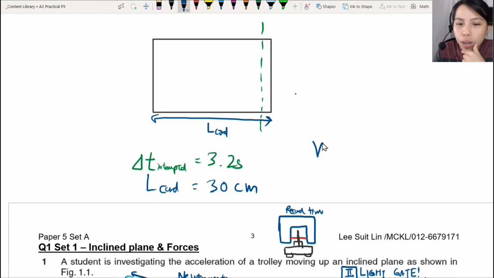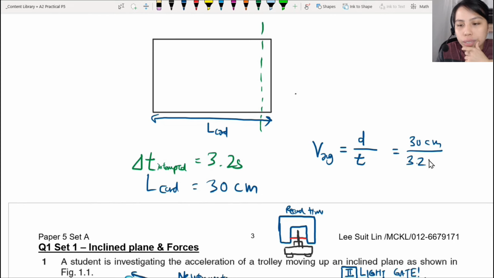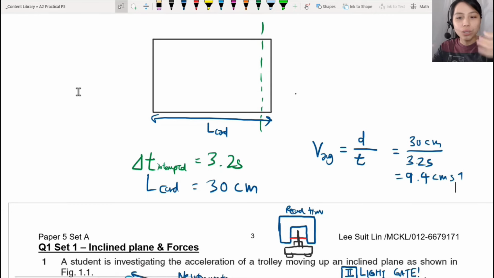You want to find the average velocity during this time period. You get 9.4, 9.375. Okay, let's say 9.375. How do we get that? That will be the distance over the time taken. So you just divide. So you take 0.3 meter, or cm also can. Okay, let's do cm. 30 cm. And how long does it take? 3.2 seconds. Okay, so we get 9.4 cm per second. This is how you use a light gate to find velocity.